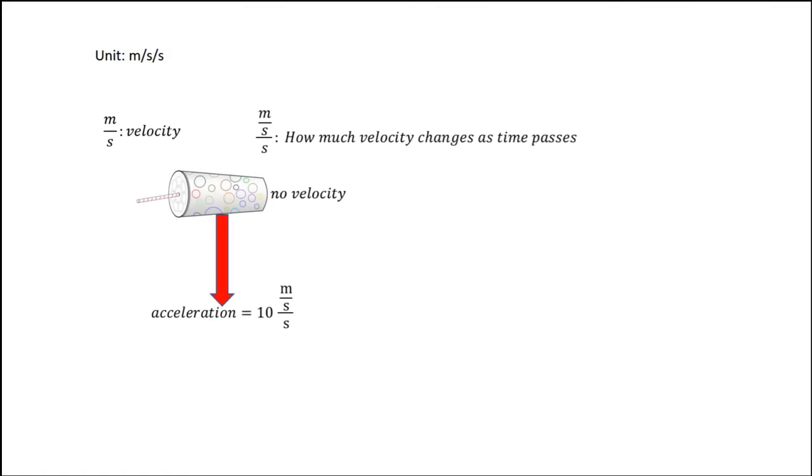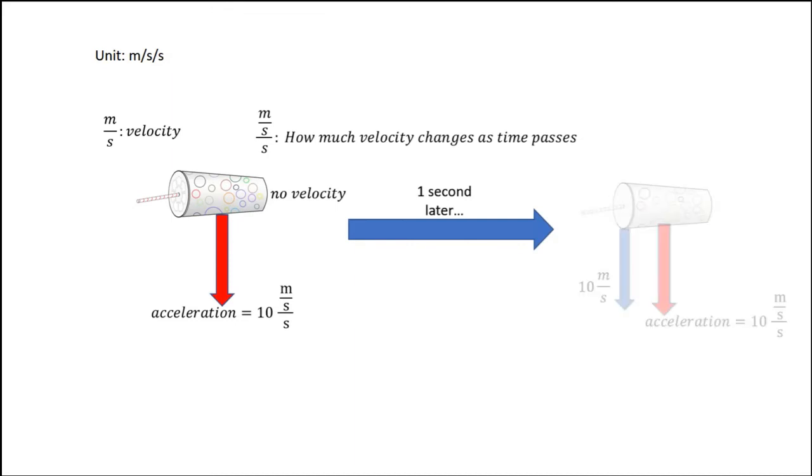The typical unit of acceleration that we will use is meters per second per second. Let me explain what that means. Meters per second is a unit of velocity. Meters per second per second means how much the velocity changes per second. So if my cup is accelerating downward at 10 meters per second per second, that means that in one single second, my cup can go from not moving at all to moving at 10 meters per second downward, which is actually pretty fast.